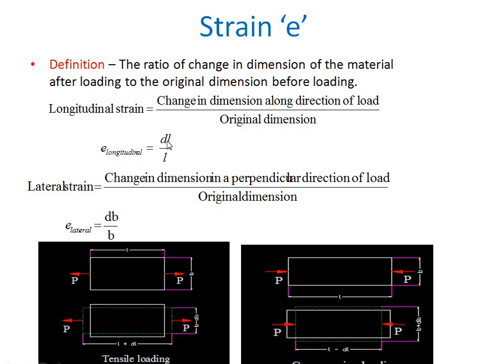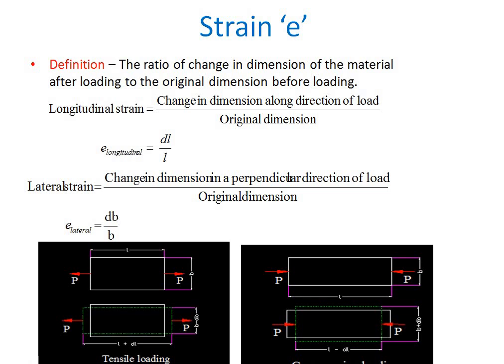In case of tensile loading, in e longitudinal, dl will be positive, that is, an increase in length, whereas in compressive loading, dl will be negative. But we take the magnitude only, so it is dl by L. It has no unit since it is length by length. And again here, change in breadth by breadth. If it is tensile loading, dB will be negative. If it is compressive loading, dB will be positive.